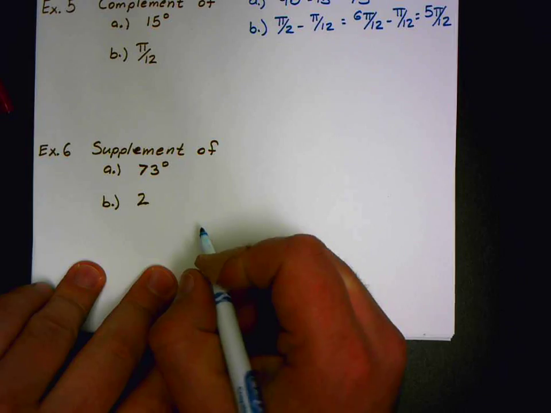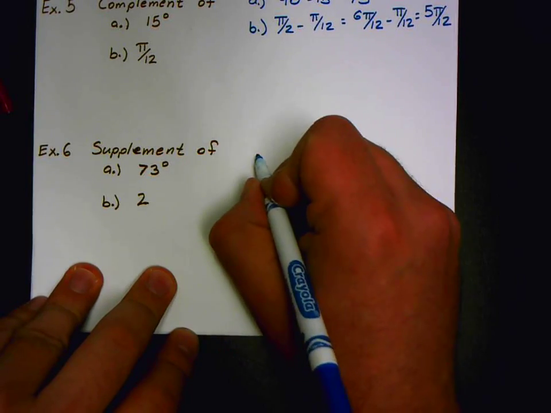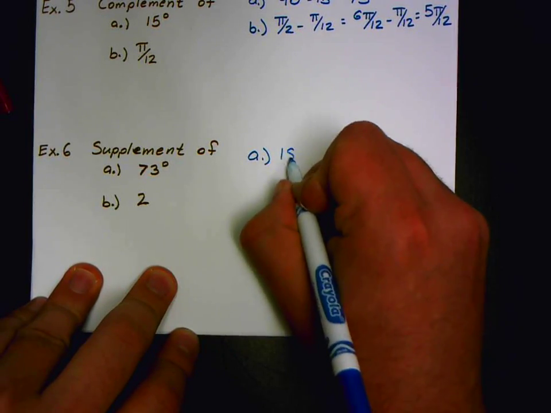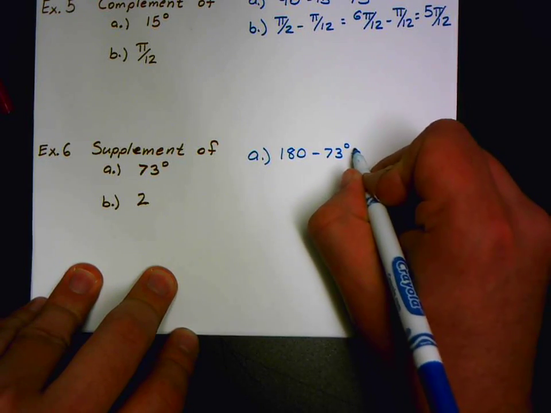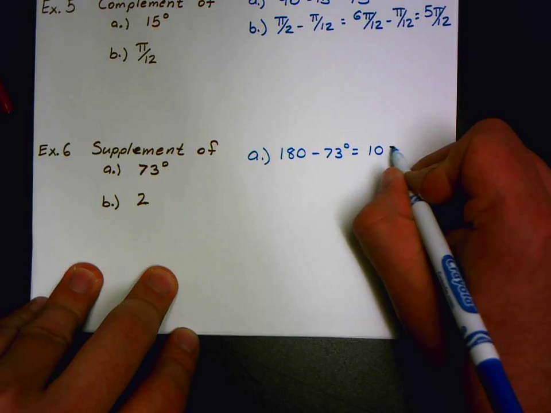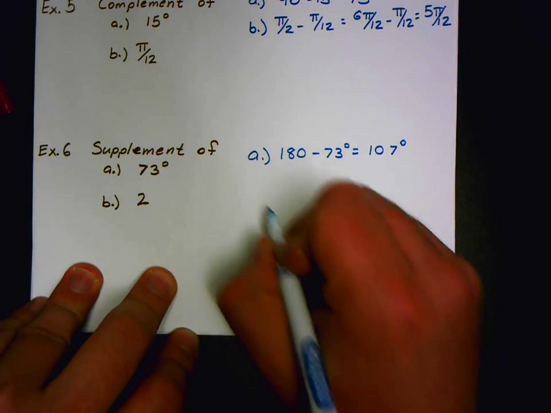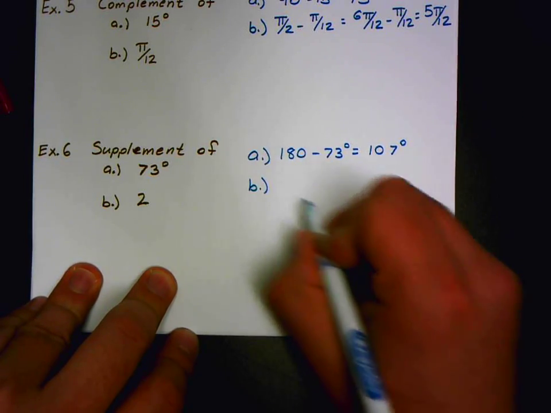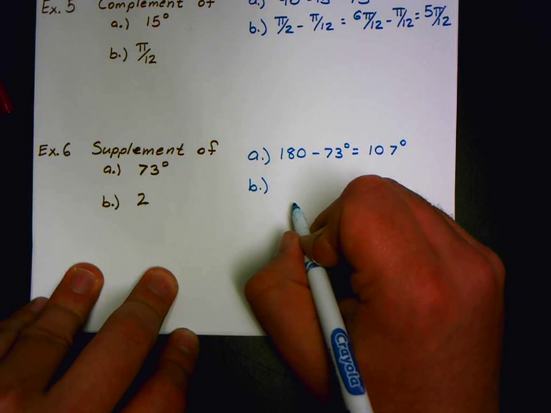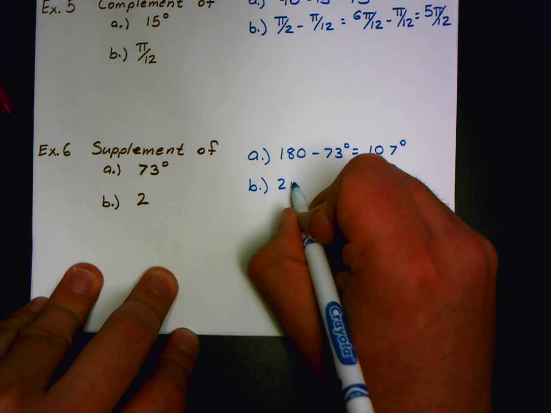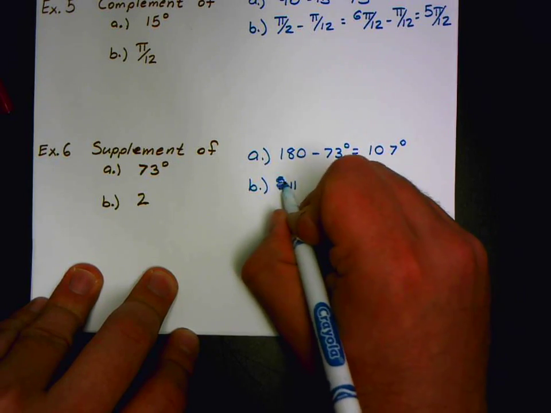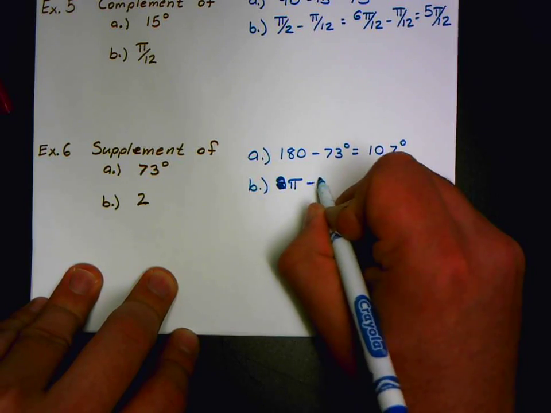Okay, supplement of 73 degrees. You do what? Which is going to be 107 degrees. Okay, supplement of 2. No. Oh, yeah, sorry. No, you're pi minus 2.